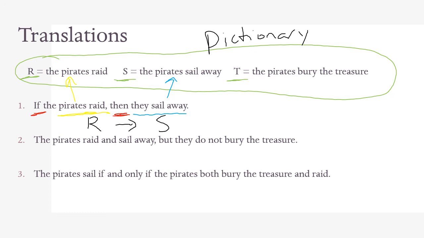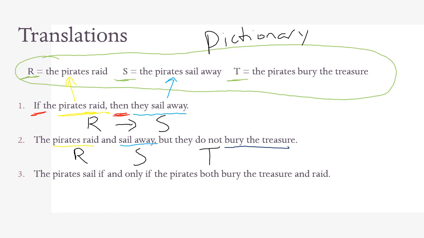So we have the pirates raid and sail away, but they do not bury the treasure. So we have all three of our different types of statements. We have the pirates raid, that's an R, they'll sail away, and bury treasure, so R, S, T.